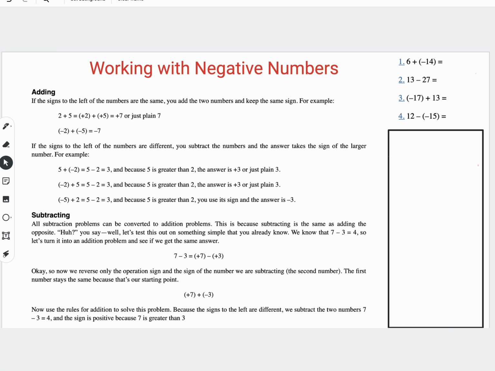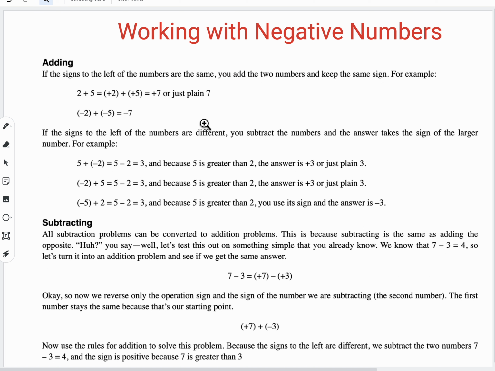Now let's take a look at working with negative numbers. First, we'll begin in today's video with adding and subtracting negative numbers. A few things we can take note of.